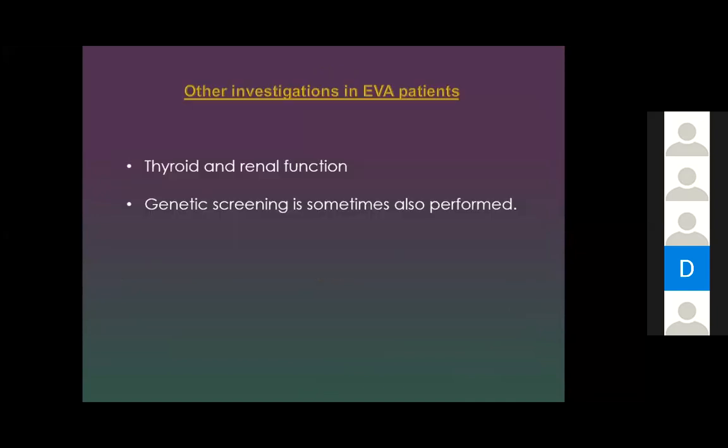Other investigations that should be done in an EVA patient are thyroid and renal function. As mentioned, Pendred is presented in the thyroid, inner ear, and kidney. So we search for any mutation in other parts of the patient's body. Thyroid and renal function should be done. Genetic screening may be done.